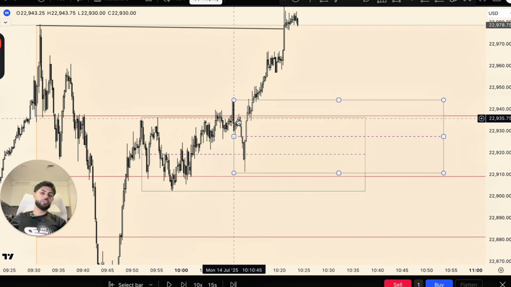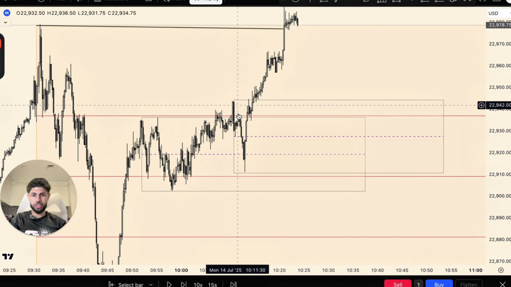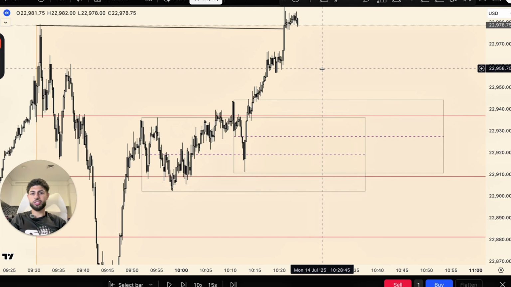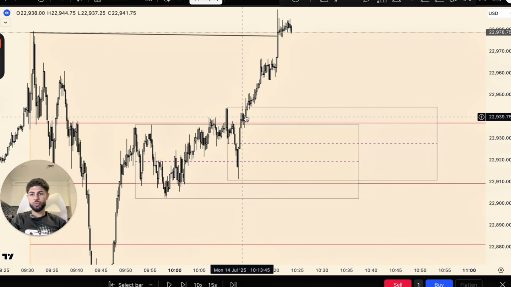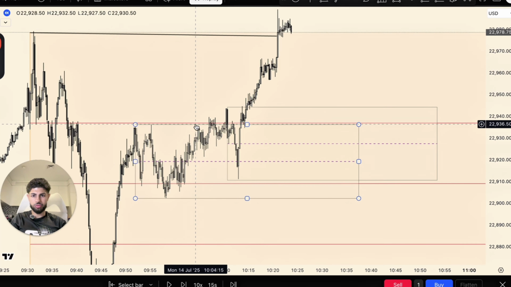Why is this one significantly better? This one is already mitigated. We can see prices broke it, filled in all those orders, and continued higher. We can see all these orders here that push price higher. This zone here is completely fresh. Price has not yet returned into it.